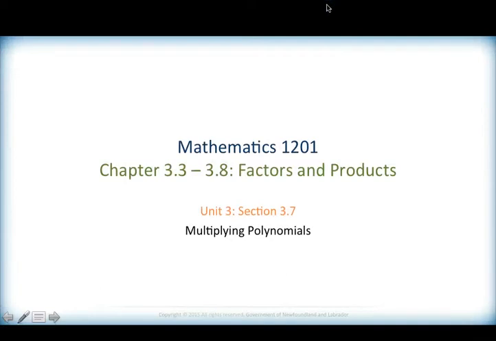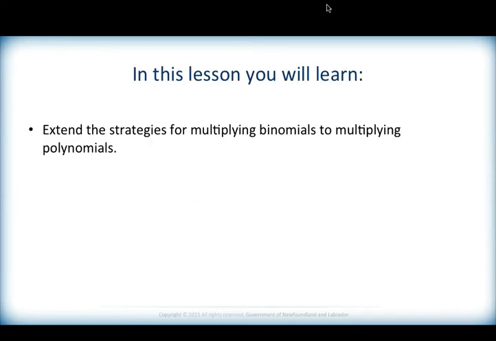In this lesson, we're going to look at section 3.7, multiplying polynomials. In this lesson, you will learn how to extend the strategies for multiplying binomials to multiplying polynomials.